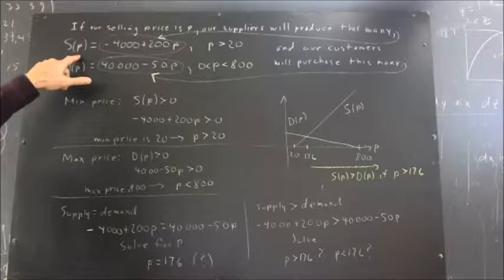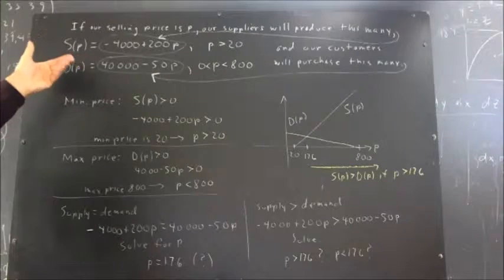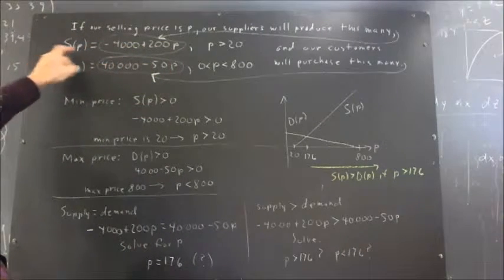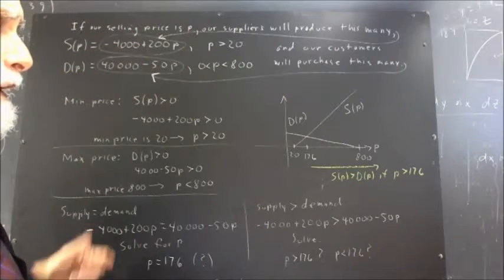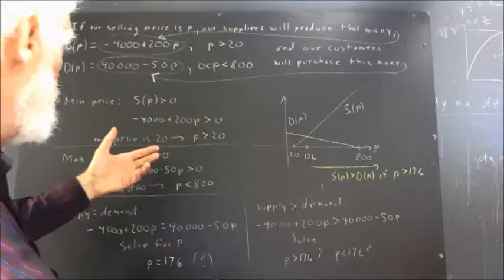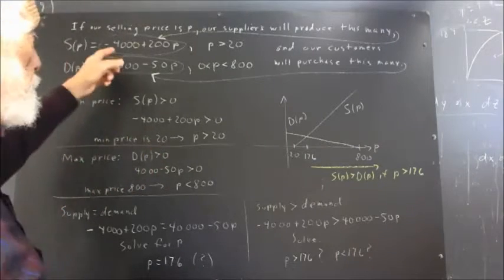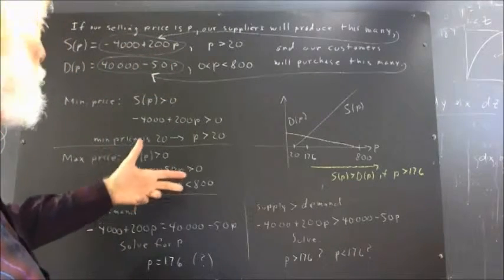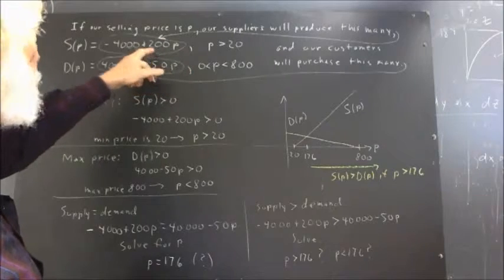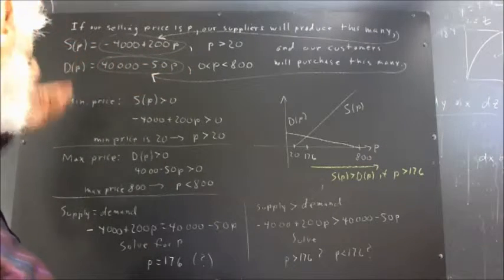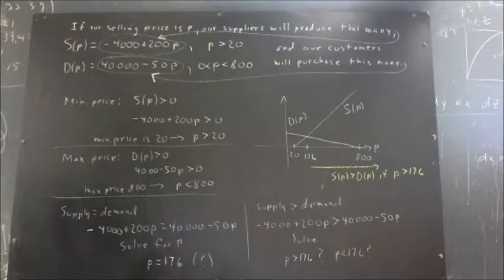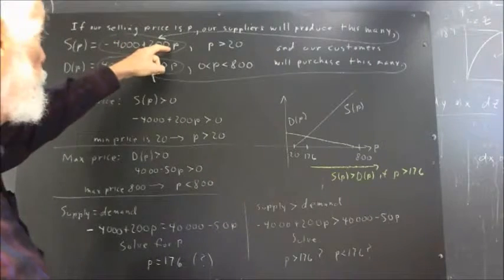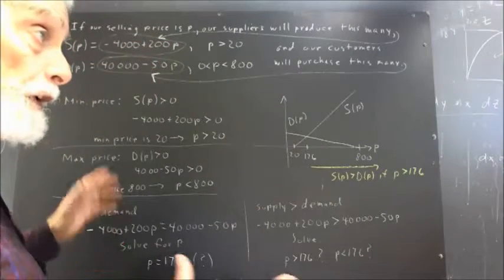What does the price have to be in order for suppliers to produce anything? Clearly, if P is 0, the supply function would be negative 4,000. And you can't produce negative 4,000 of something. So this function doesn't make any sense if P is 0. And if P is 10, well, 200 times 10 is 2,000 minus 4,000. We still have a negative number for our supply. We can't have a negative supply. It makes no sense to talk about the supply function for values of P that make it negative. Can't have a negative supply.